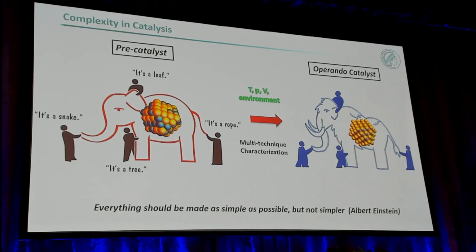This cartoon just represents the summary of my talk. So we have a pre-catalyst, and if you only live with one technique, you really don't get the complexity of this material. Then we apply the characterization techniques. We also see that the material has changed under reaction conditions. And then, quoting Einstein, in this field it's very important to follow this approach. We need to make everything as simple as possible, but not simpler.